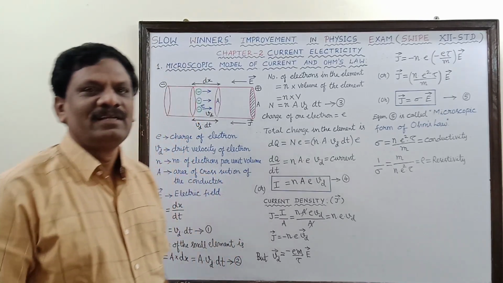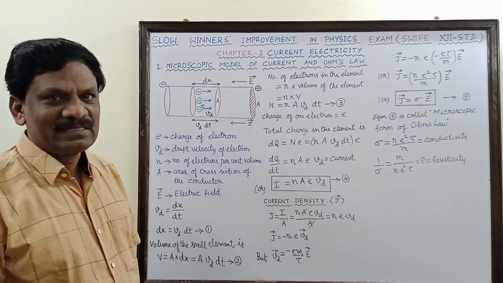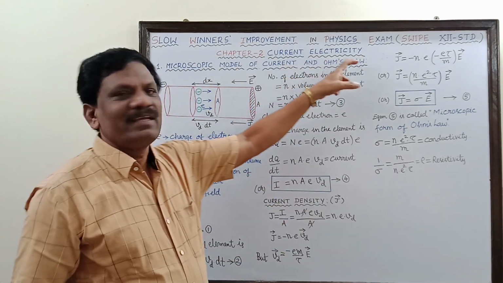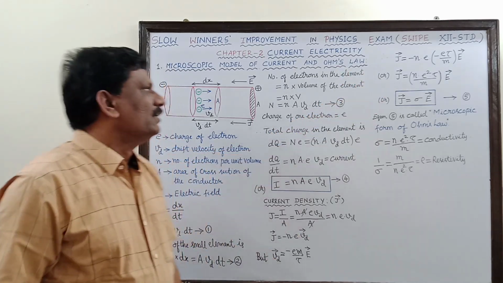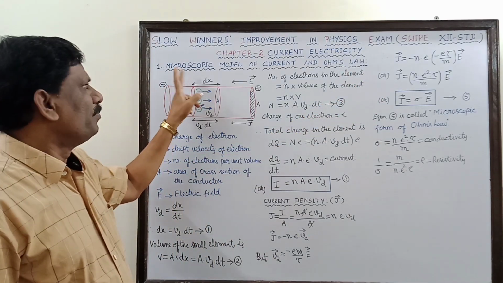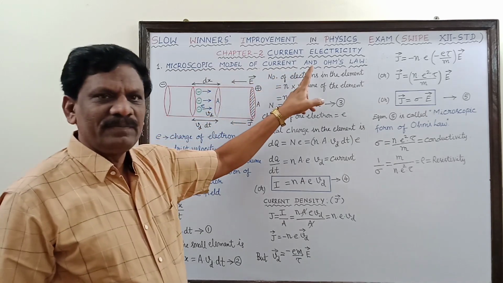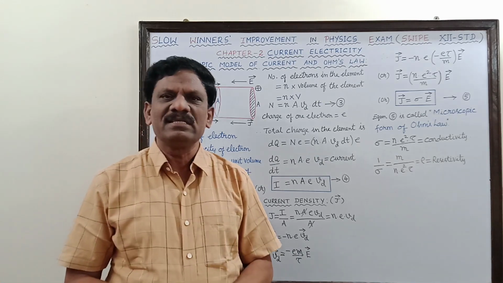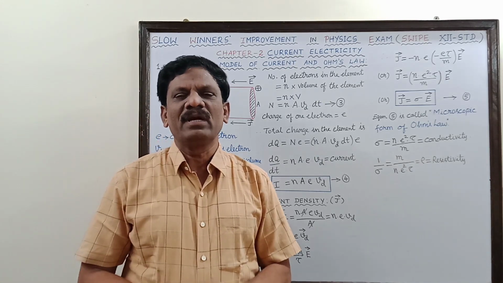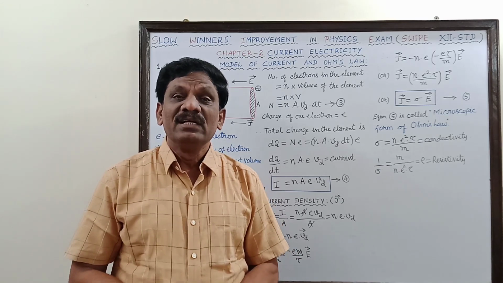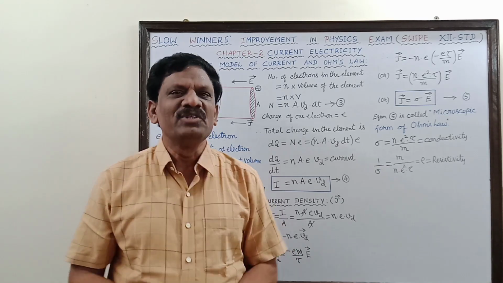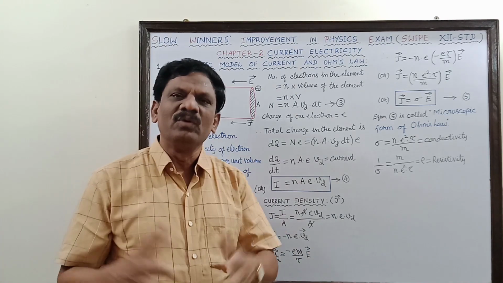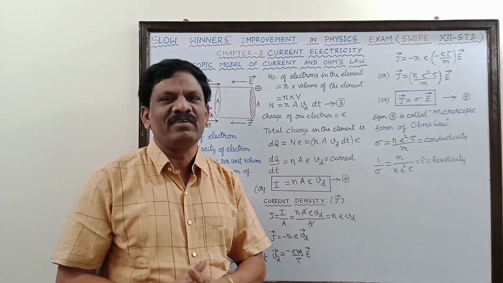Hi students, today we are going to discuss some important examination oriented questions in chapter 2, current electricity in physics. Now the first question is the microscopic model of current and Ohm's law. The question will be asked in the examination as: explain the microscopic model of current. That means you have to derive the relationship between current and drift velocity, and then based on that derive Ohm's law in a different form.